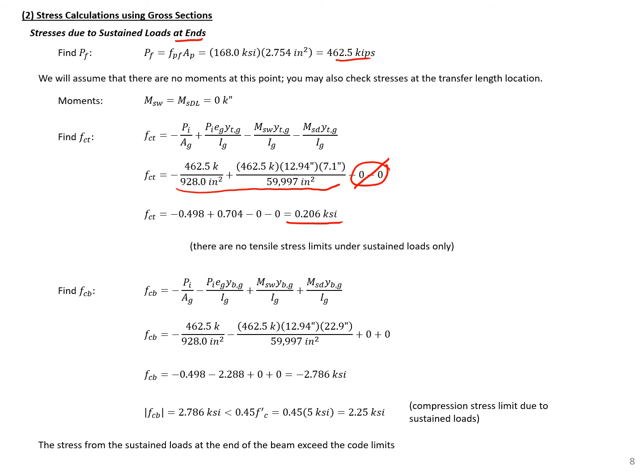And then checking the bottom fiber, we can see that we have a compressive stress equal to negative 2.786 KSI. And comparing this to our compression stress limit due to sustained loads, we can see we're above this limit. So again, we're no good here. So we can check the stresses at the transfer length and see if that helps us. If it doesn't, we would need to increase our concrete strength or modify our strand locations, or possibly debond our strands in the end region.